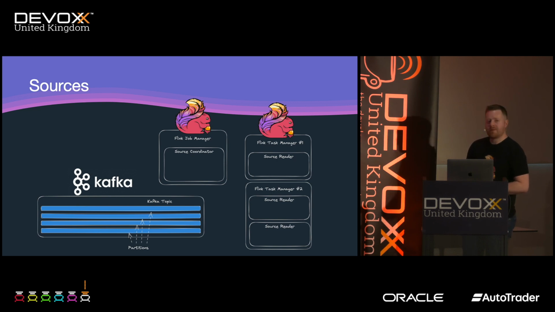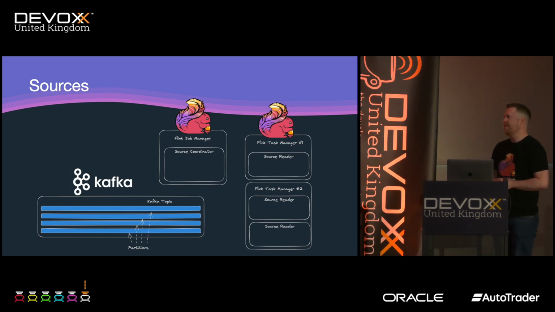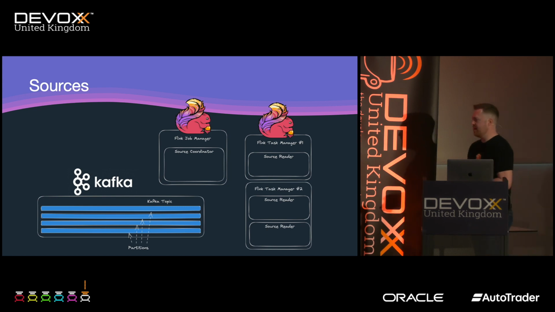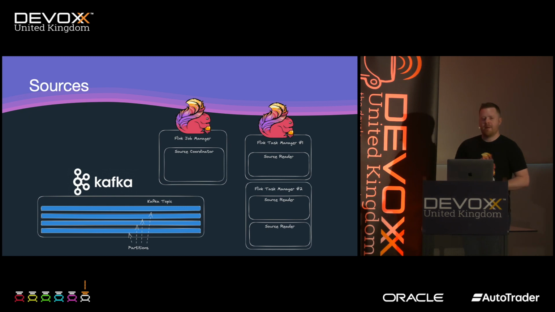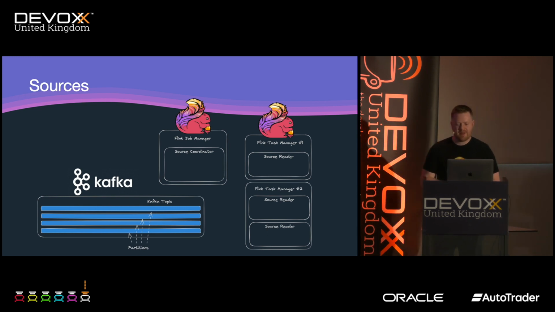On the diagram here, we can see we have a job manager and we have two task managers. This example is using the FLIP-27 source API. Since I've been using Flink, we called it the new source API, but that was 4 years ago, so it's not new anymore. It's the source API.